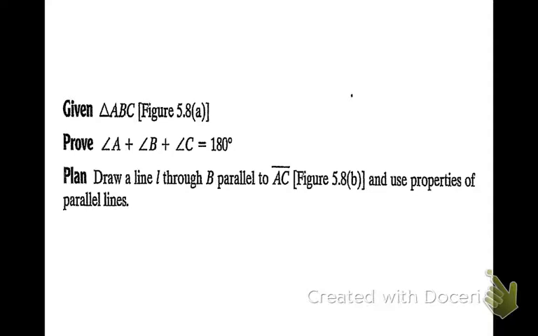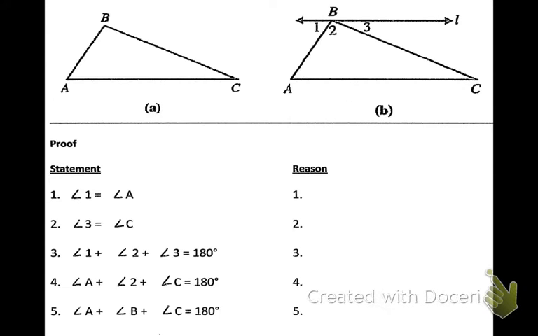So we're given a triangle ABC. We've got to prove that it adds to 180. To do this, we're going to draw a line L through B parallel to AC and use properties of parallel lines. So you can refer to the pictures when we're doing the proof. We know L is parallel to AC. I'll go ahead and mark that in there.